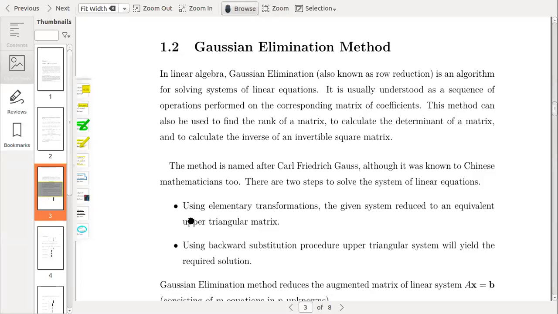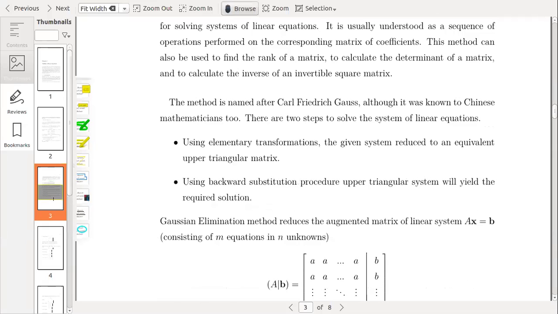First step is that using elementary transformations, the given system is reduced to an equivalent upper triangular matrix. And the second step is that using the backward substitution procedure, the upper triangular system will yield the required solution. So in the first step, we reduce the matrix of coefficients into an equivalent upper triangular matrix, and in the second step we use the backward substitution procedure to find the values of the unknowns.